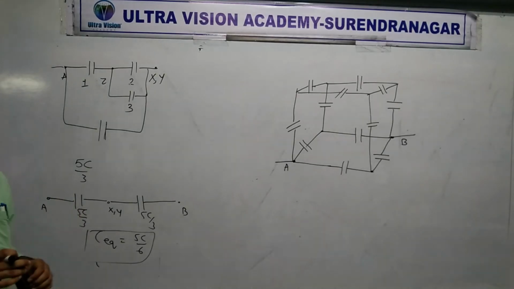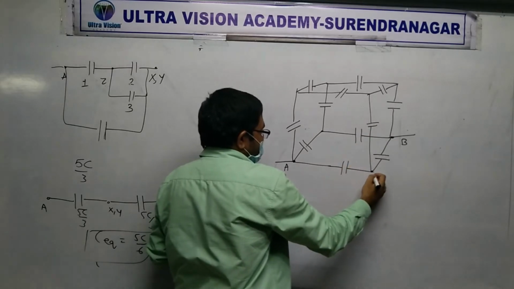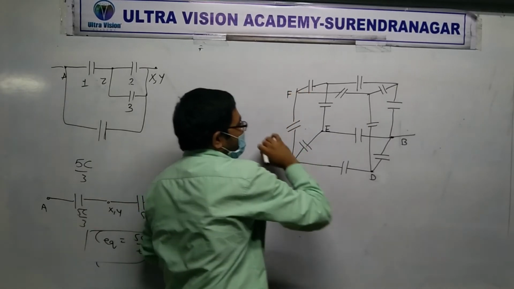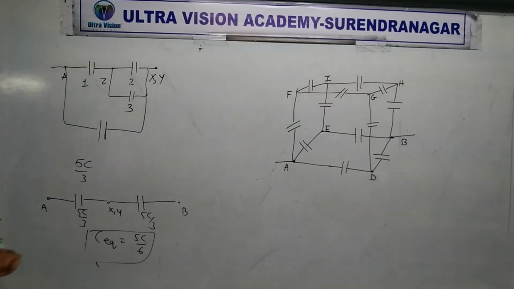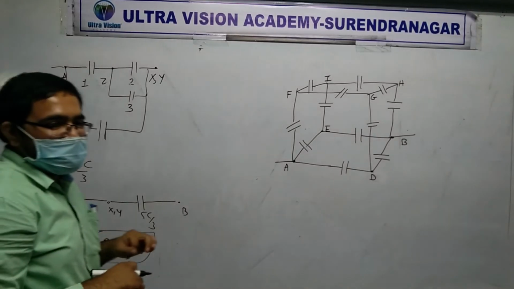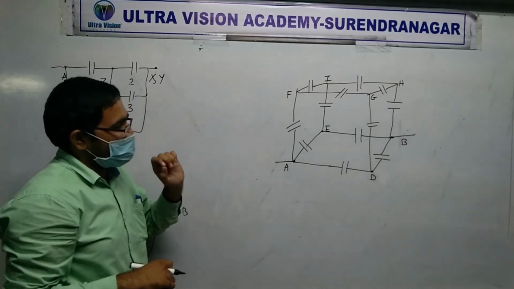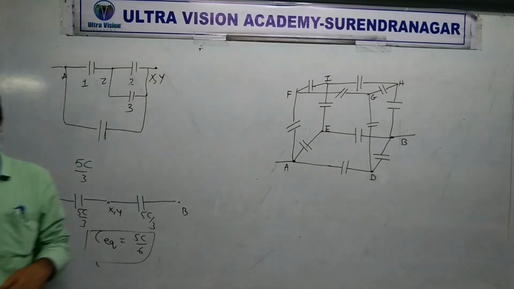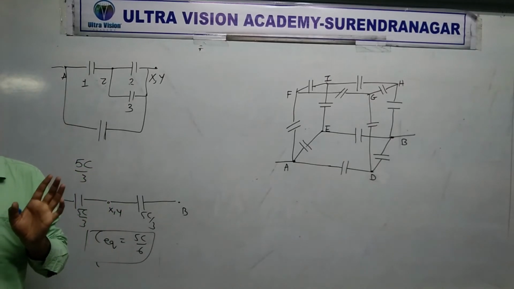Here, which points are going to be at the same potential? Suppose we label this A, B, this is C, this is D, E, and suppose here is F, G, H and I. Then which points will be at the same potential? A D, and which point will be at the same potential? D and E. Correct. D and E will be at the same potential. Is that clear? Okay.